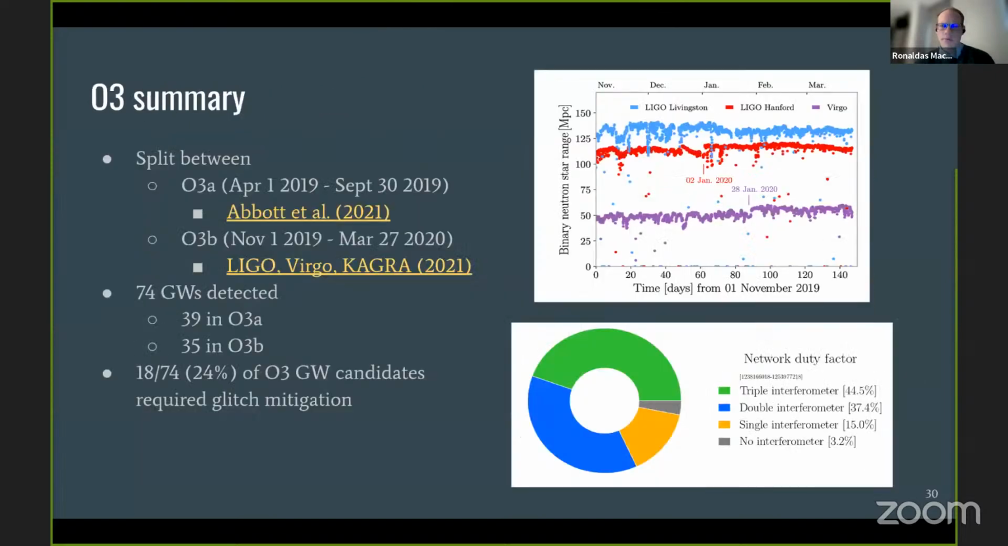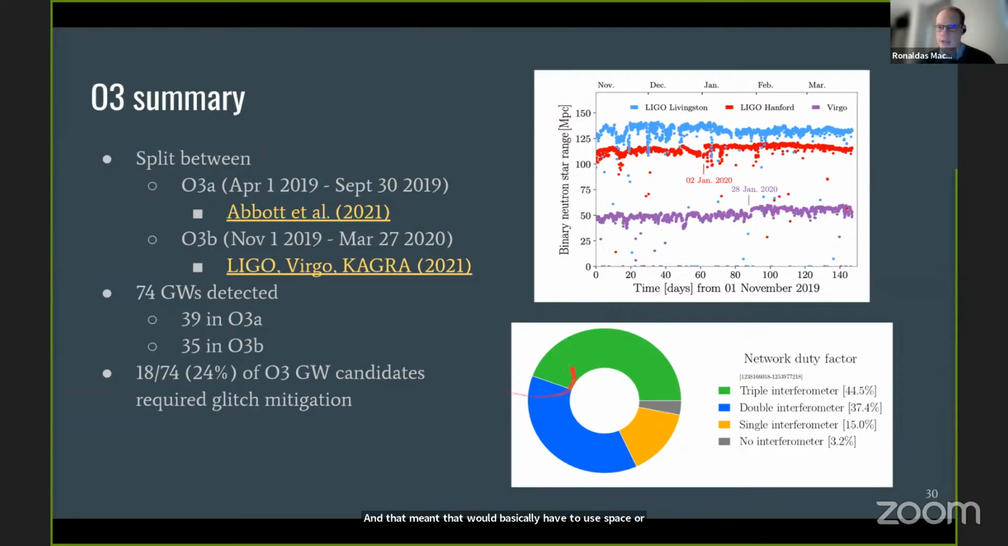In O3, we had 12 months of total data, or like 11 months of data taking. During that third observing run, we detected 74 gravitational-wave detections in total, and about 24% of them required glitch mitigation. That meant that basically 1 in 4 signals usually had a glitch nearby, and we had to use BayesWave or linear noise subtraction to try to model and remove the glitch.